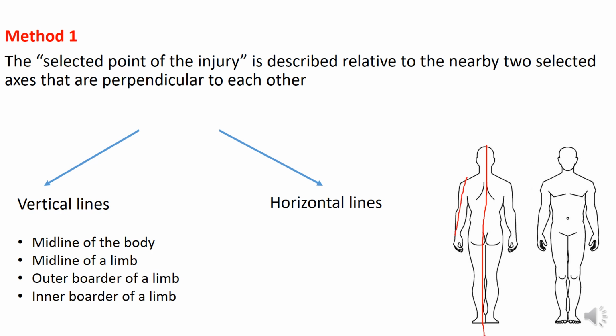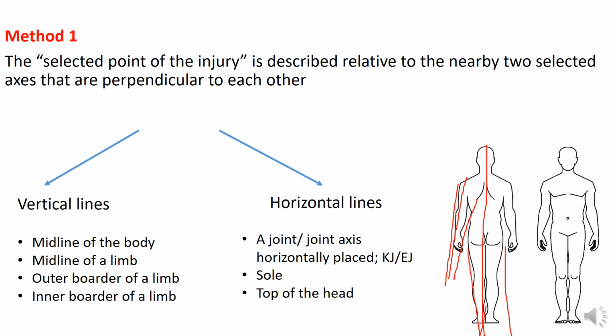Midline of a limb, outer border of a limb, inner border of a limb, right? So all are vertical lines. So what are the horizontal lines that you can select? You can get a joint: elbow joint, wrist joint, ankle joint, knee joint, vertex, sole, lower attachment of ears. So likewise you can get certain lines, but these lines should be perpendicular to each other.